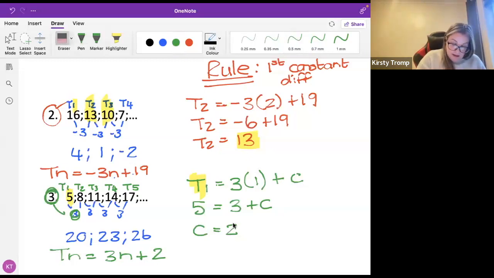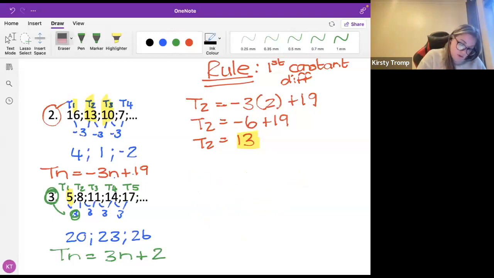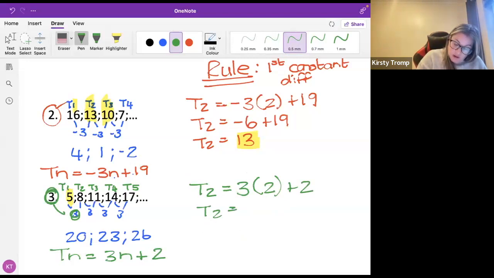Okay, let's go check to see whether my rule is right. So we already did it with T1, so we know that that one's going to be right. Let's go try T2. So 3 is going to stay as 3. Instead of seeing n now, I'm going to go put a 2. So T2, 3 times 2 is 6, and 6 plus 2 gives me 8.